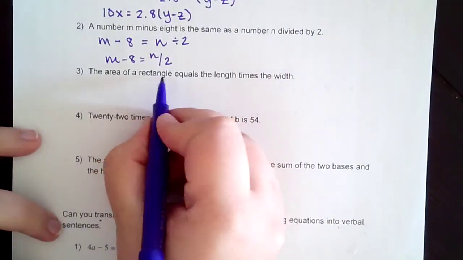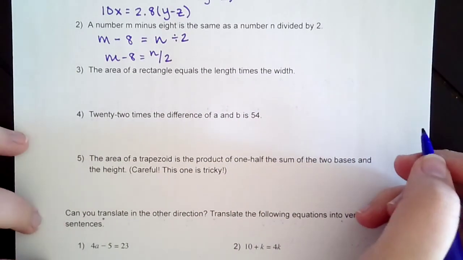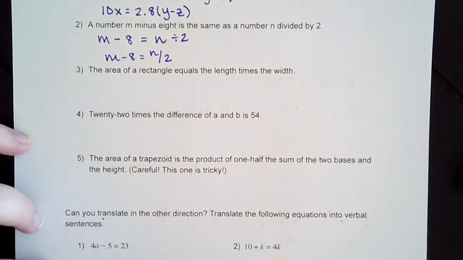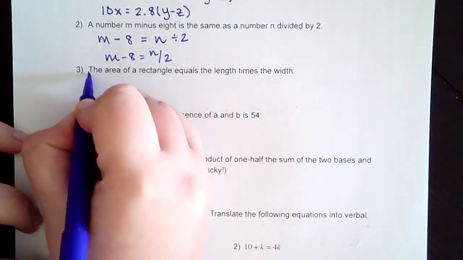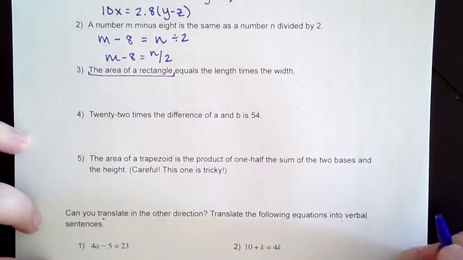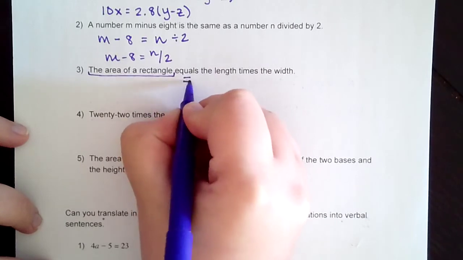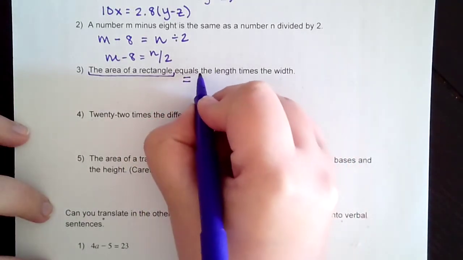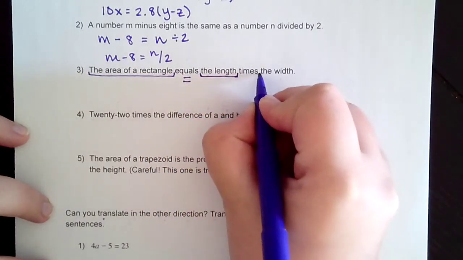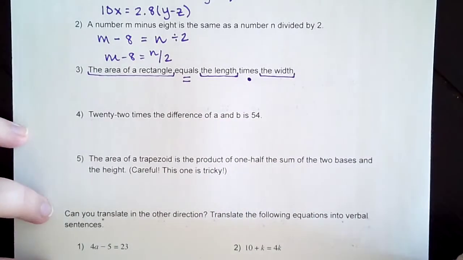The area of a rectangle equals the length times the width. This one might catch you up a little bit. You might be a little confused because there's no numbers. Here's the thing. The area of a rectangle, that is one big idea that we have to work with. Equals is an easy one because we know it's an equal sign. And then it gives us two more big ideas, length and width, separated by times, which we know is another math symbol.